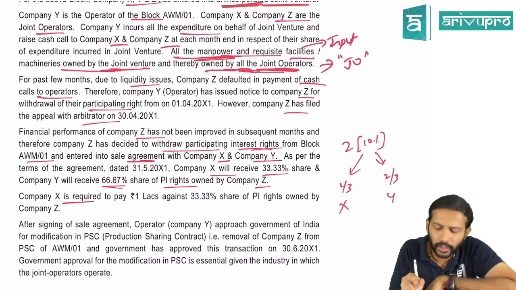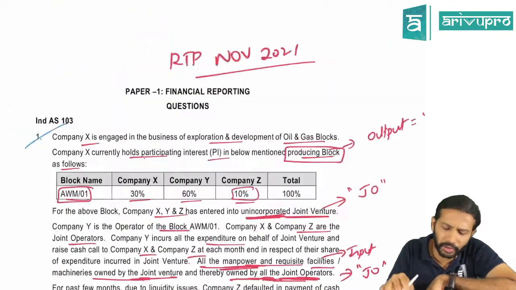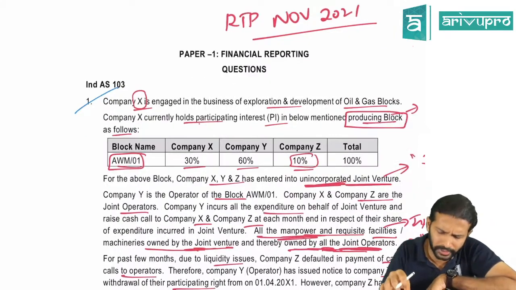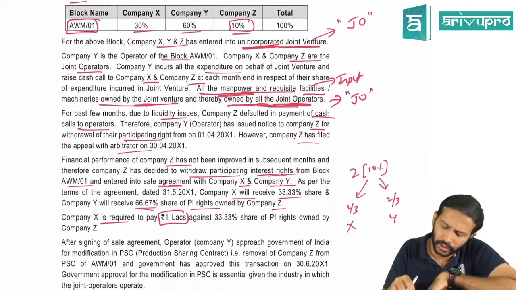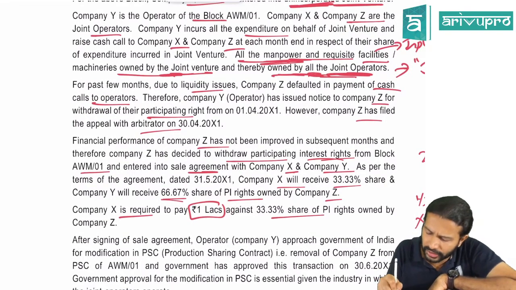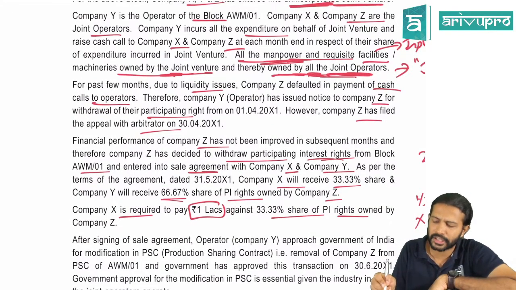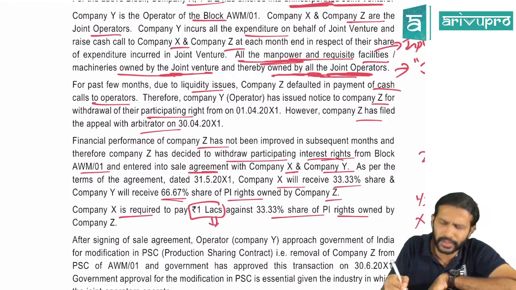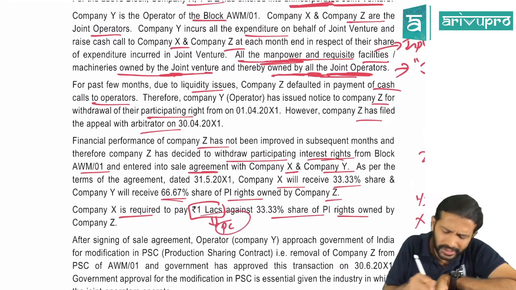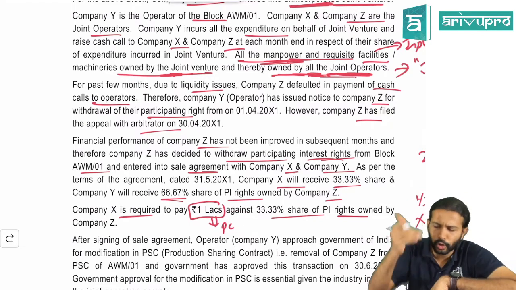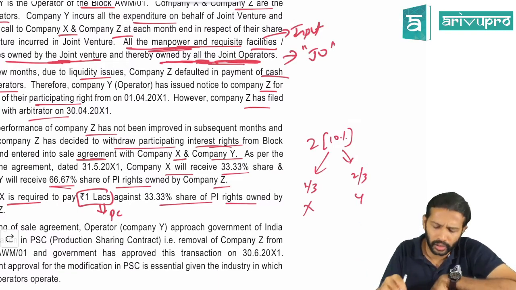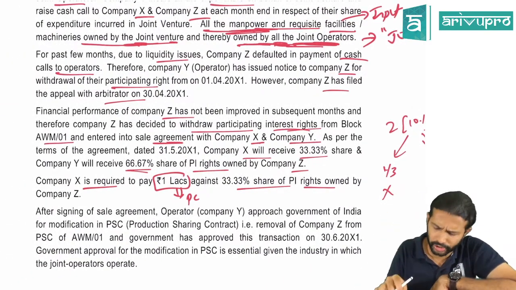Company X is required to pay 1 lakh. If you just check, they are giving all the data about company X, because those two are the joint operators, right? Company X is required to pay 1 lakh against this 33% share of participating interest owned by Z. So obviously, he's purchasing some stake from Z, which means he has to pay money now. So this is your purchase consideration, PC. To get this 1/3 stake of Z, X is paying 1 lakh as purchase consideration.